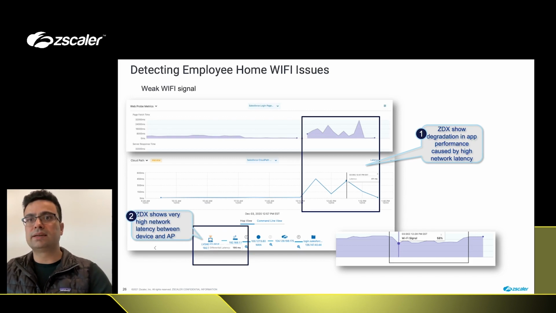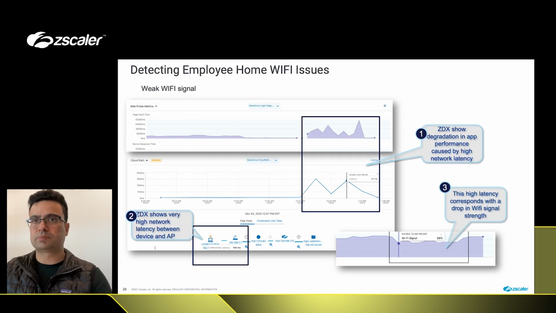ZDX can also set alerts when Wi-Fi drops for the user. Let's say your executives are traveling and you want to make sure they have a good enough experience, and you want to monitor their Wi-Fi signal strength in a hotel or even when they're working from home, to make sure their performance doesn't take a hit. You can set alerts for a specific set of users, or geos, or countries, or for all your users as well.